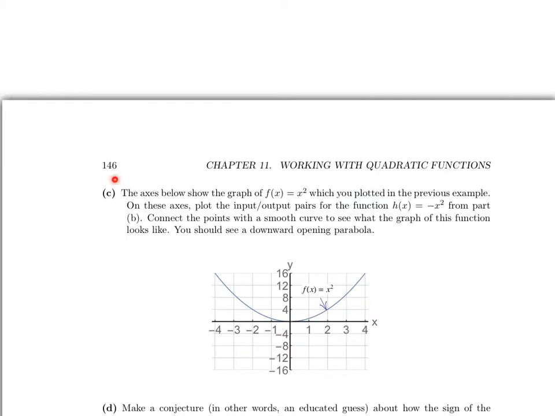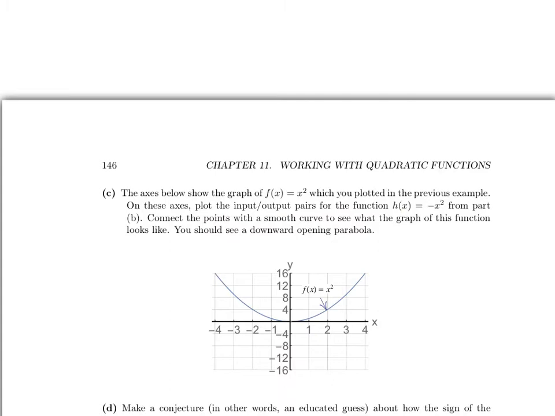Okay, let's have a look at part C. The axes below show the graph of f at x equals x squared, which you plotted in the previous example. On these axes, plot the input-output pairs for the function h at x from part B. Then connect the points with a smooth curve to see what the graph of this function looks like. You should see a downward opening parabola this time. So let's go ahead and do this.